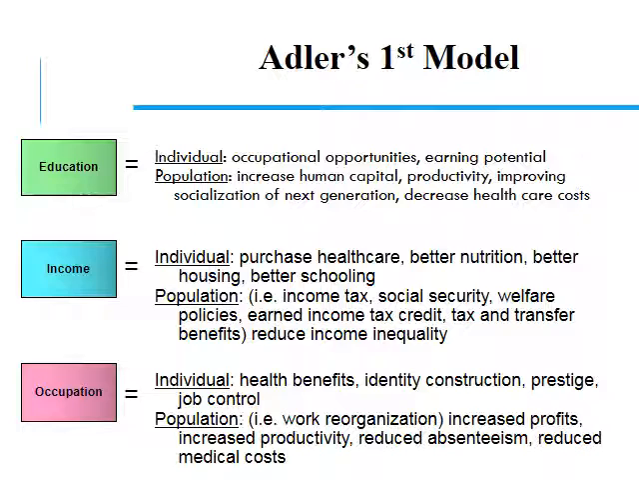So how does Adler define education, income, and occupation? Education was occupational opportunities and earning potential. And in the population, what this translates to is an increased human capital, productivity. It's being able to socialize the next generation and decrease healthcare costs. So there's population level implications for education. Adler also says for income that an individual can purchase better health care, nutrition, housing, and schooling when you have more income.